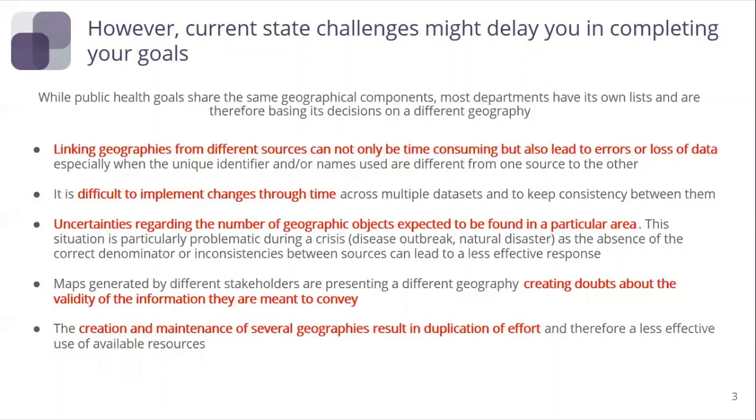It's also very difficult to implement changes through time across multiple data sets, so the consistency we see in those is never accurate. We face challenges around knowing the right number of geographic objects to be expected in a particular area, and this is especially problematic during a crisis, such as right now with the current pandemic. We also see how publishing accurate data, but in an inaccurate geography, creates doubts about the validity of the information. And finally, creation and maintenance of several geographies results in duplication of efforts. For example, how often do we see multiple funding spent on the same data collection activity for a geo-object, such as a village list, right?